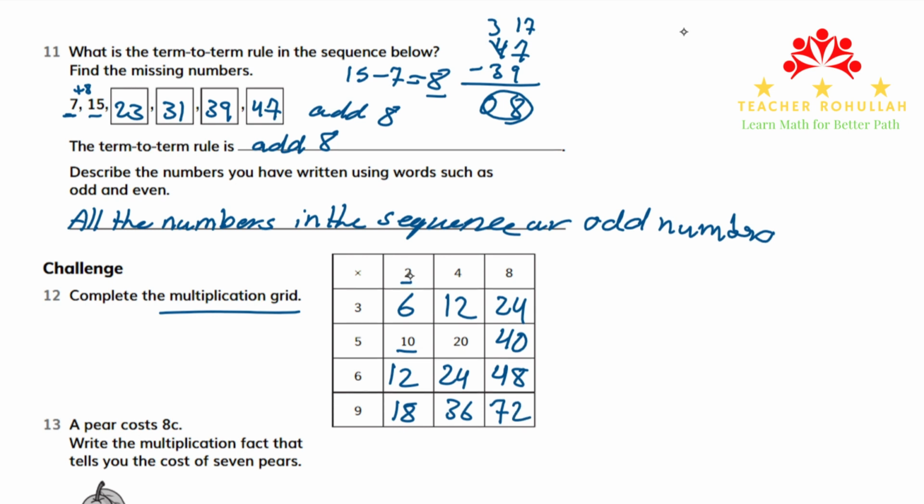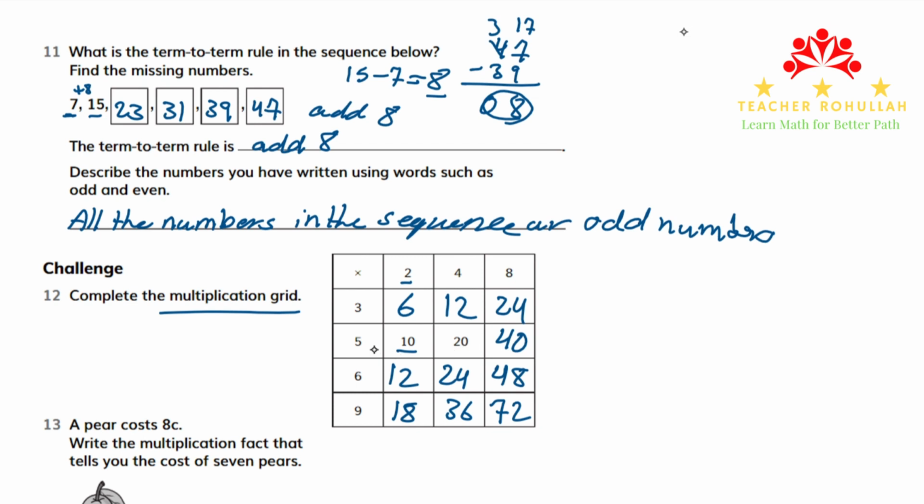On the first row, we have 2, 4, and 8, where 4 is double 2 and 8 is double 4. This pattern is continued in all rows. Now we have 2 times 3 equals 6. So 4 times 3 equals 12. As 4 is double 2, so 12 is double 6, 8 is double 4, and 24 is double 12.